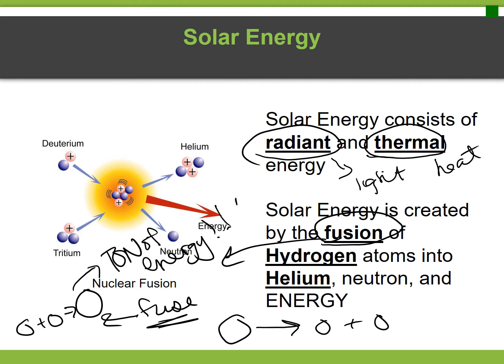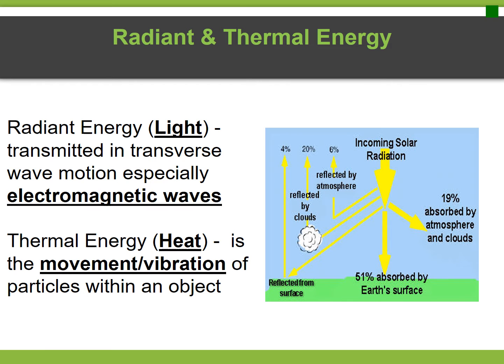Particularly with the sun, what the sun is doing is it's combining two hydrogen atoms, and it is creating a helium atom plus a ton, once again, ton of energy. All right. So radiant and thermal energy come from the sun. We've got the light energy, which is the movement of these electromagnetic waves, and it's transverse. Remember, it looks like the waves that we're used to. And then it also releases this heat energy, which is caused by the movement of objects. So the faster things are moving, the more heat energy it has. The slower things are moving, the less heat energy it has.